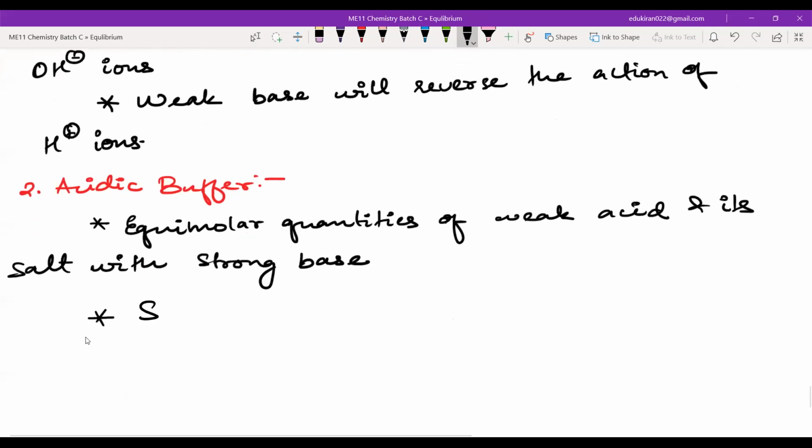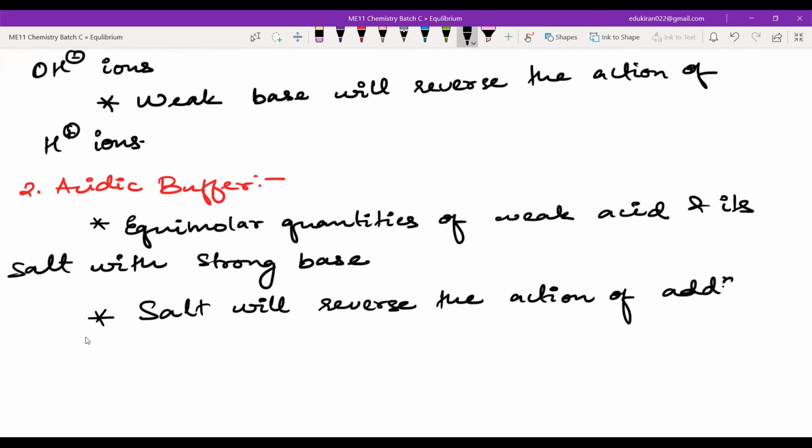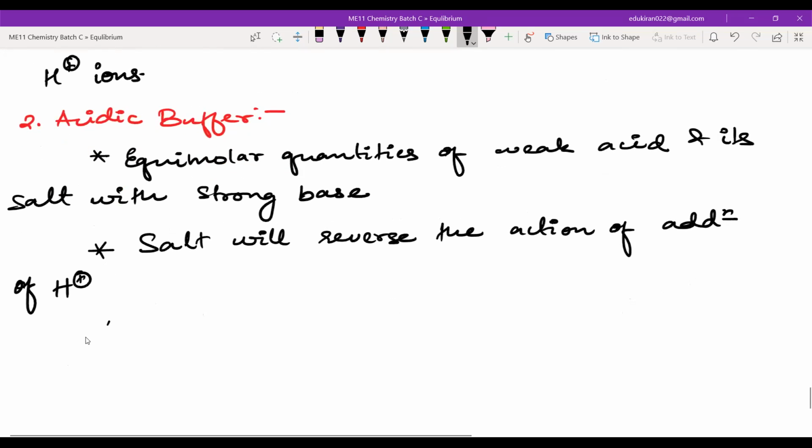So what we'll do, the salt will reverse the action of addition of H plus ions, because we have a weak acid there, so weak acid will be formed. For the formation of weak acid, we need the H plus ions. Then we have the weak acid.